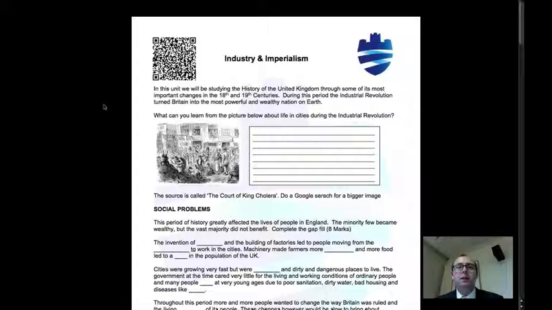In this unit, we'll be studying the history of the United Kingdom through some of its most important changes in the 18th and 19th centuries. During this period, the Industrial Revolution turned Britain into the most powerful and wealthy nation on earth.